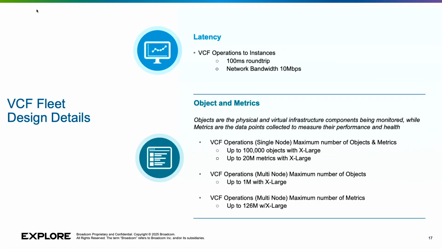So looking at these numbers a little deeper, from a latency requirement, you need the instances to be within 100 milliseconds of where ops is deployed. And I've listed some of the scale numbers there. These are all published on the website, just for reference in terms of how much VCF operations actually scales. We don't care about the number of instances that are present in a fleet. What VCF operations really cares about is the total number of objects and metrics that you have in your environment that it can actually manage.